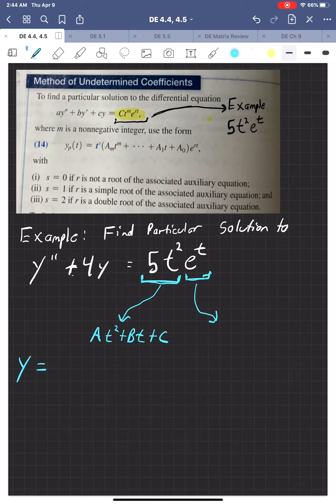Now, the next thing that we would need to address is the e to the power of t. So now our choices, and I'm going to write the choices, for this one is going to be e to the t. You think of it as e to the t, or t e to the t, or t squared e to the t.